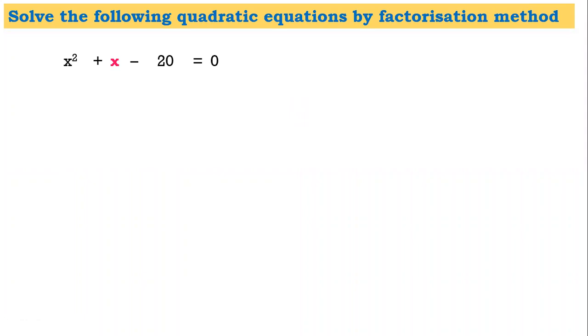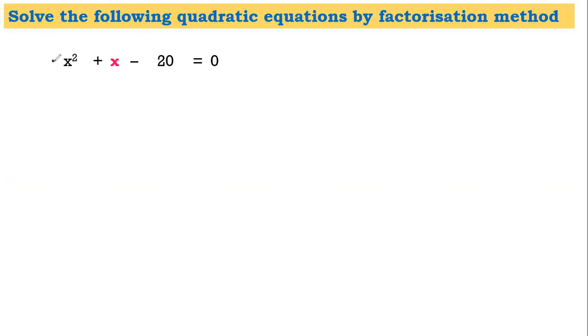Now x square plus x minus 20. Now once again, first of all, the first rule is to put the equation in the standard form. Now if you carefully see, the equation is already in the standard form. So first step. Now before we proceed to the second step, I have to make sure that the first term is positive. Yes, it is positive.